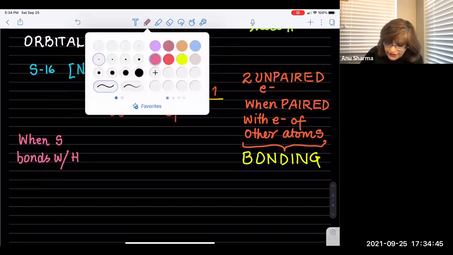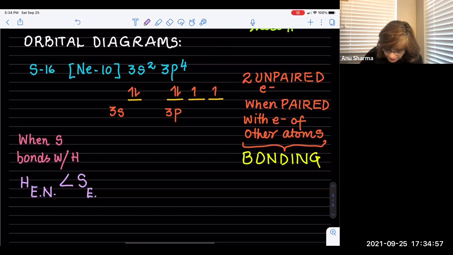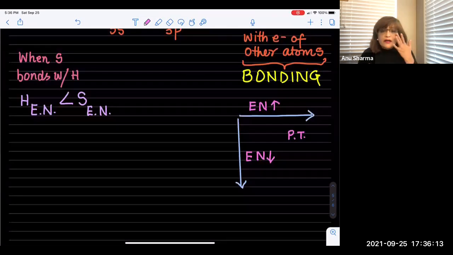The electronegativity of hydrogen is less. Hydrogen is less electronegative than sulfur. Or in other words, the sulfur is bonding with a less electronegative atom. And how do you know that? There are two ways to see it. First of all, how would you know that hydrogen is less electronegative than sulfur? One thing is the rule.